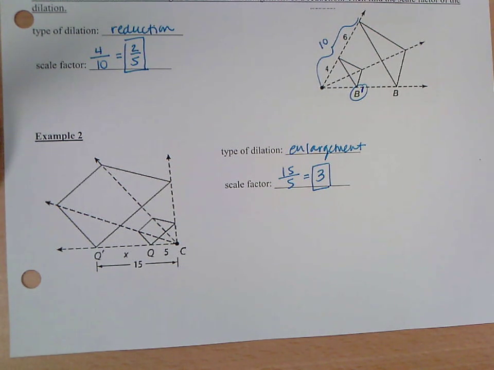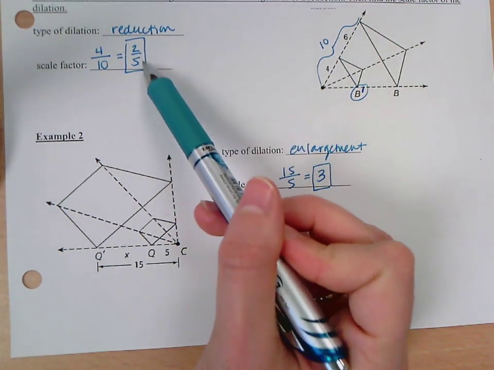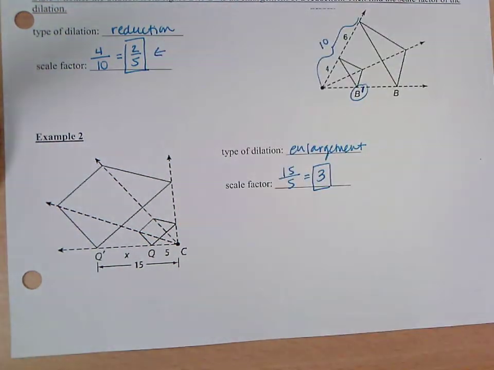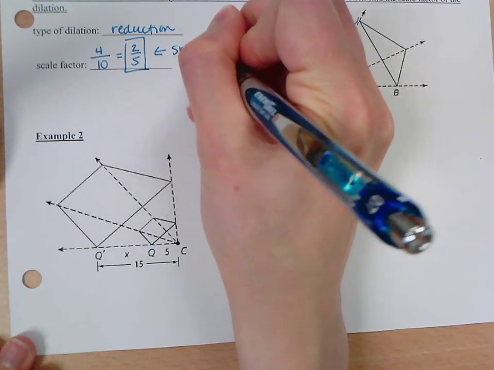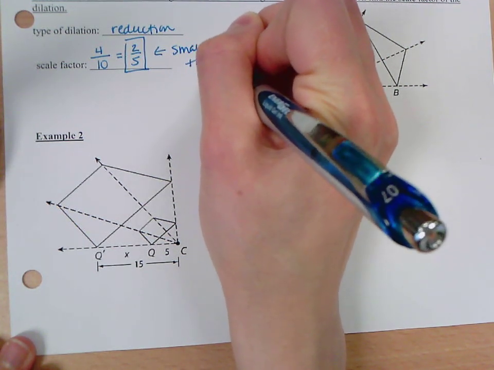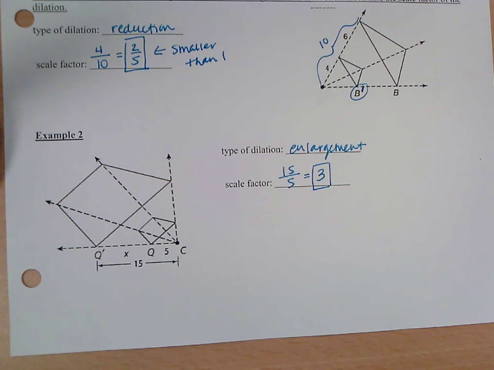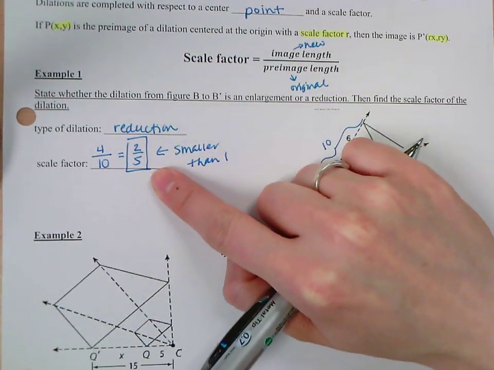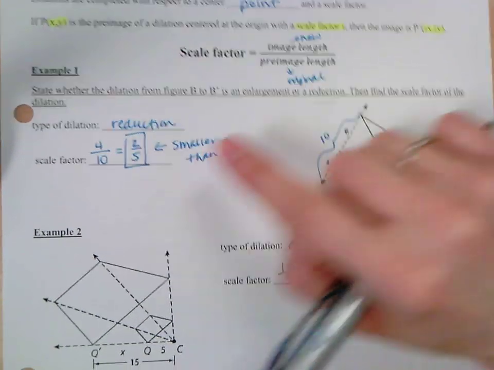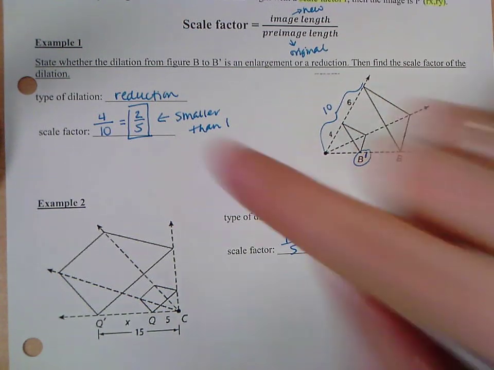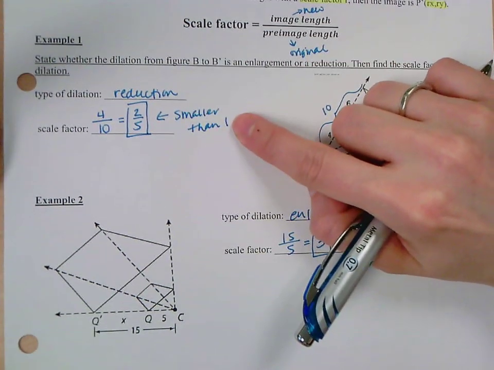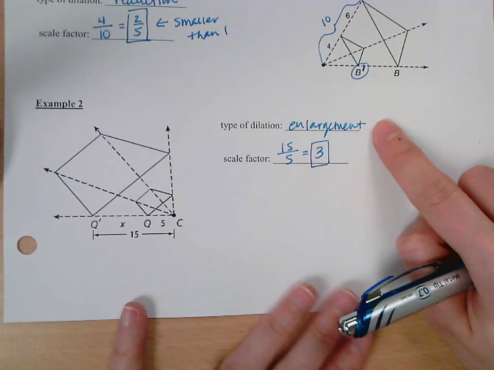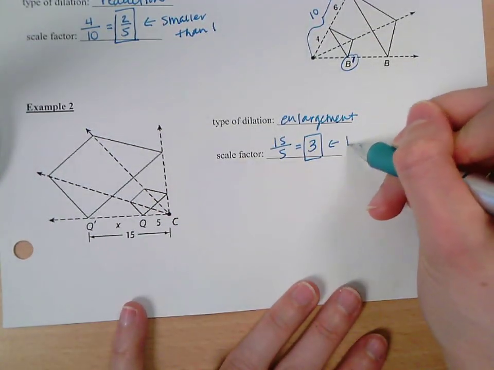When you have a reduction, your scale factor should be a number that is smaller than 1. So this is a way to check, in case you have these switched around. Say you said it was a reduction, then you had 5 over 2 here, which would be 2.5. That's your clue that you need to switch it, because if you're saying it's a reduction, that has to be smaller than 1. Likewise, if it's an enlargement, your scale factor should be larger than 1.